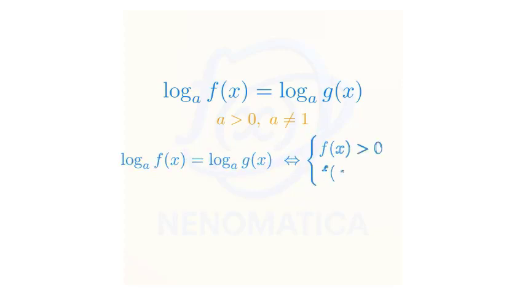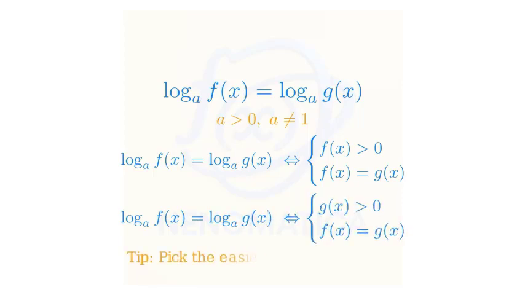Step 2. Convert the equation into an equivalent system using the argument of the left logarithm. We require f of x to be greater than 0, and we set f of x equal to g of x. Step 3. Alternatively, use the argument of the right logarithm. Require g of x greater than 0, and again set f of x equal to g of x. The two systems are equivalent. Choose whichever inequality is simpler to analyze.